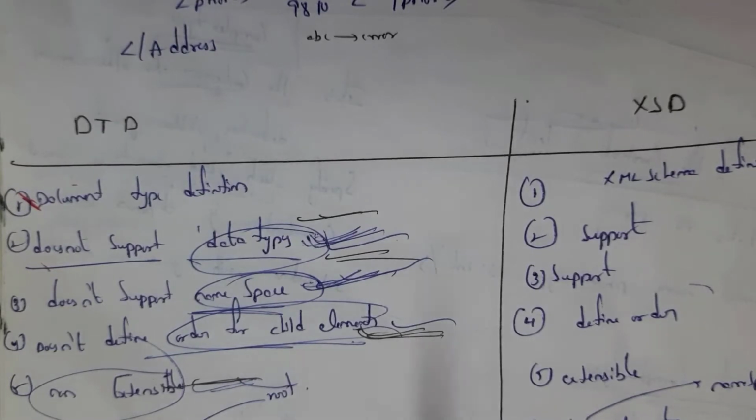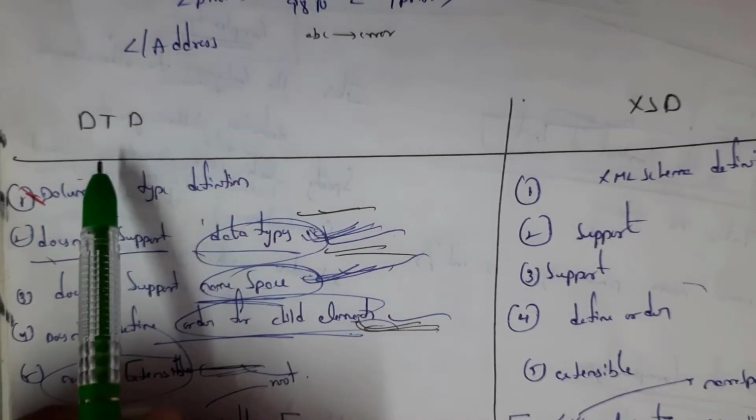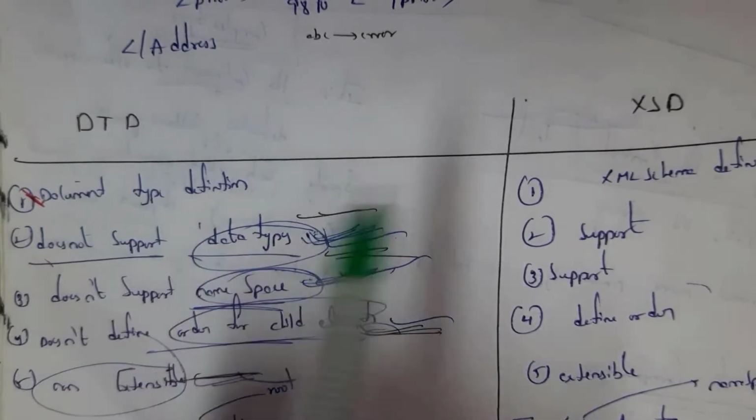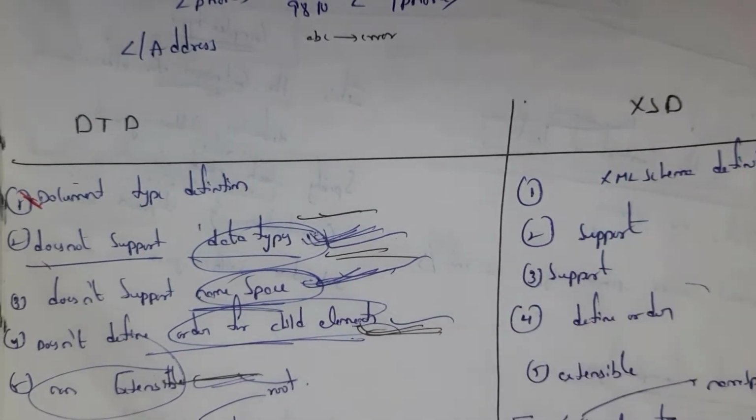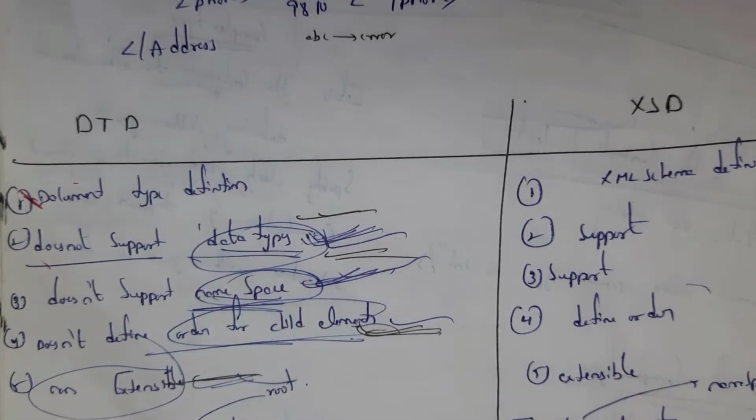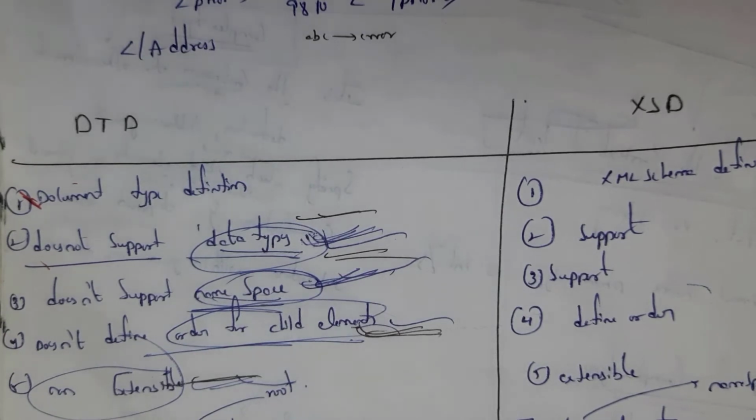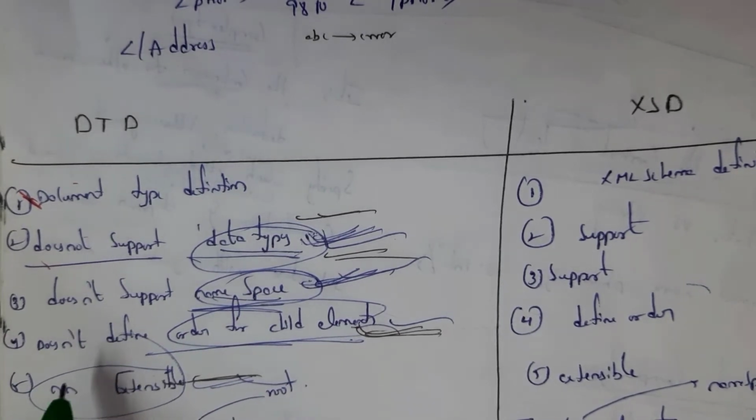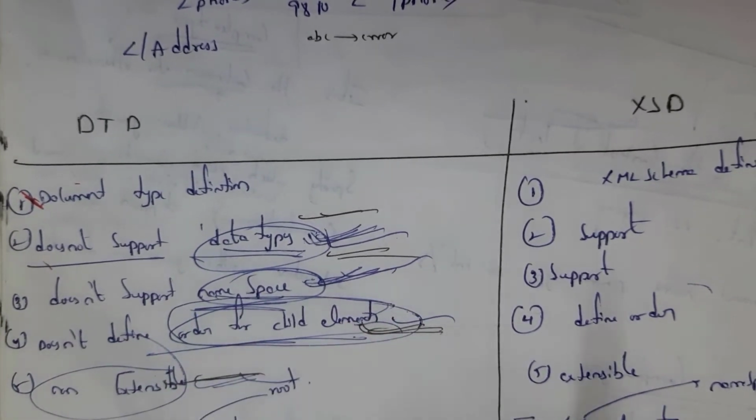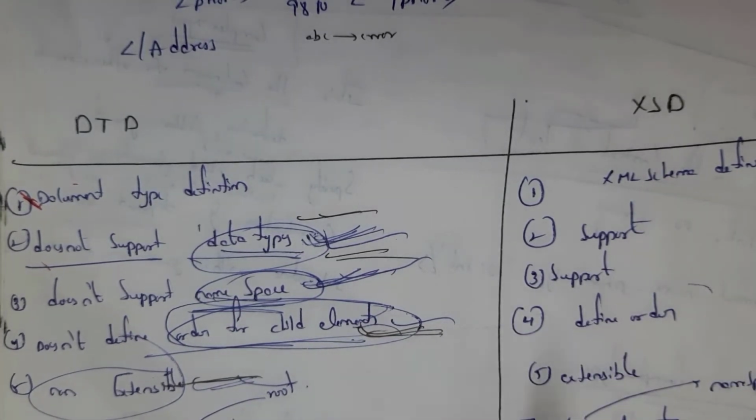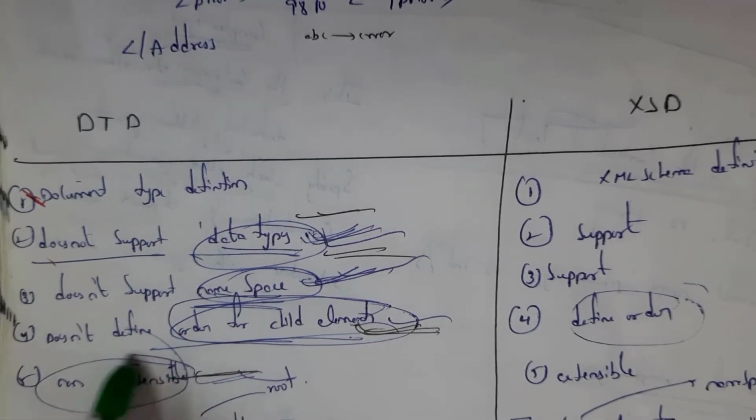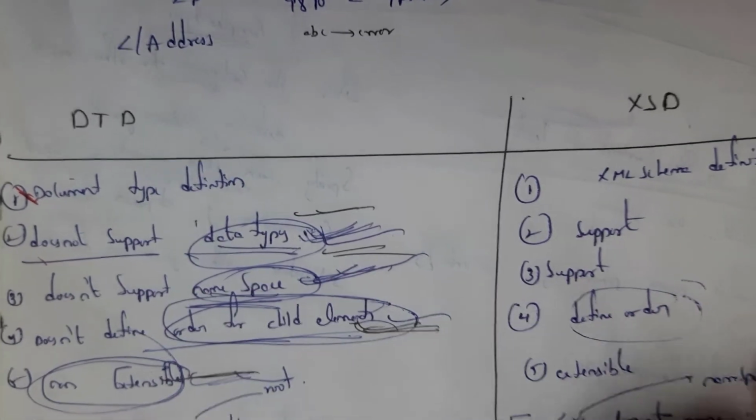See the comparison between document type definition and XML schema definition. DTD stands for document type definition and XSD stands for XML schema definition. DTD does not support data types and namespaces, but XSD supports data types and namespaces. DTD does not define order for child elements, but XSD defines order for child elements, and DTD is not extensible, whereas XSD is extensible.